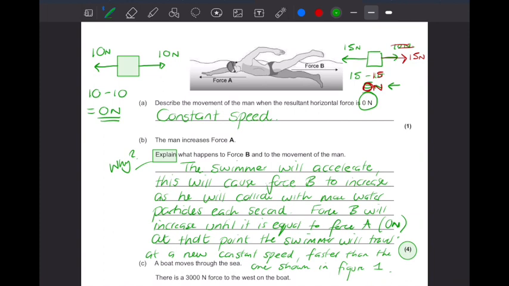Okay, so we always read our answer back and just check we've done what we said. So we were trying to explain what happens to the force B and the movement. So the swimmer will accelerate. This will cause... so we've explained a little bit about the movement. That should get us 1 mark.